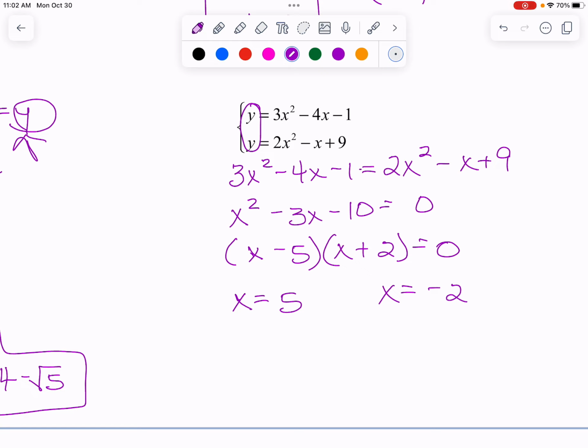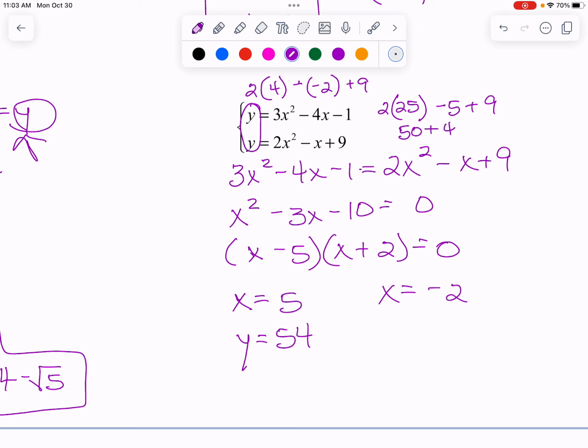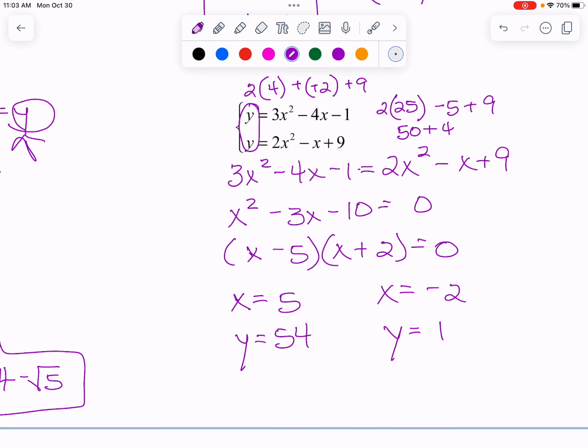I'm going to plug it into either of the 2 equations. It doesn't matter. So if I plug it into the bottom, 2 times 25 minus x plus 9. So that's 50 plus 4. y is equal to 54 when x is 5. When x is negative 2, so that's 2 times 4 minus negative 2 plus 9, so that's 11 plus 8, y is equal to 19. Those are my 2 values there.